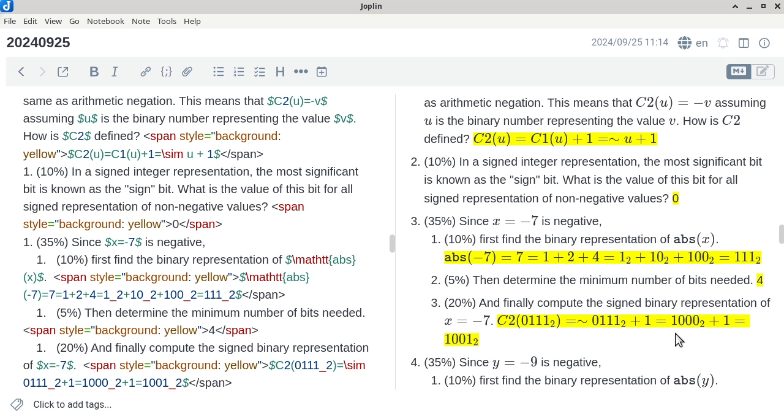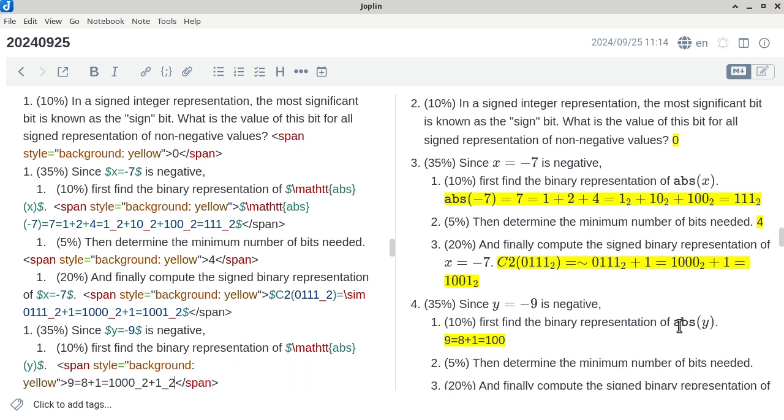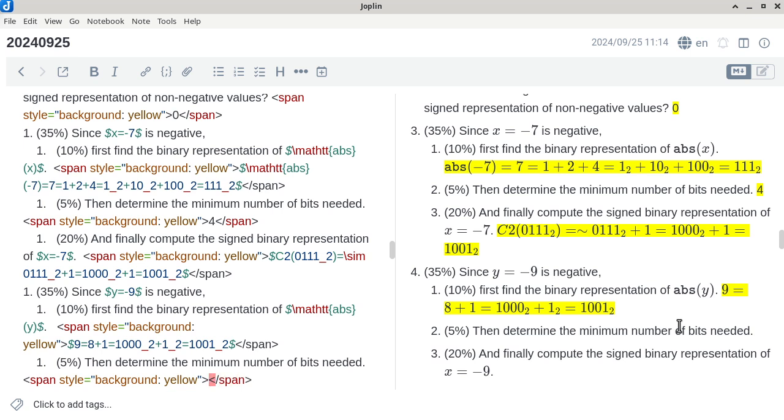Okay. And then the next part is kind of the same deal, just working on a different number. So in this case, I would just say that 9 equals 8 plus 1, which is 1000 in base 2 plus 1 in base 2, which is basically the same as 1001 in base 2. I forgot to put the dollar sign in front and at the back to turn this into an equation. There we go. Looks better now. So the number of bits that we need to represent negative 9, that's 9. In order to represent negative 9, we need 5 bits.